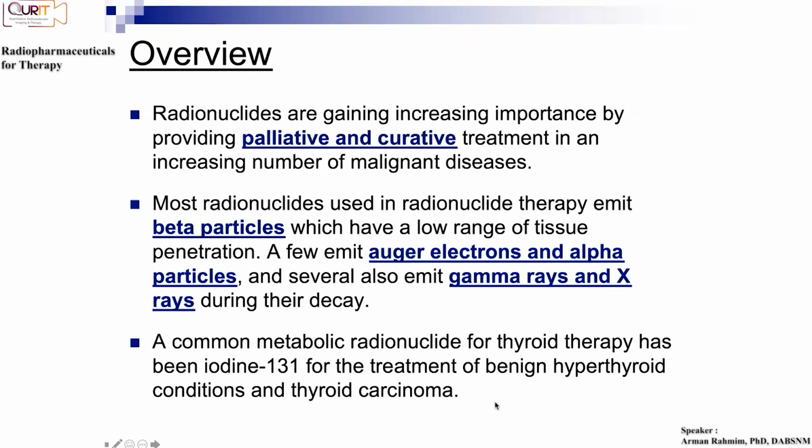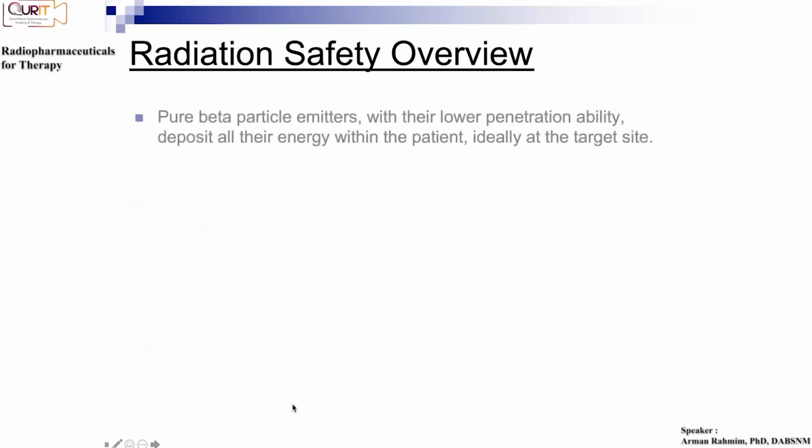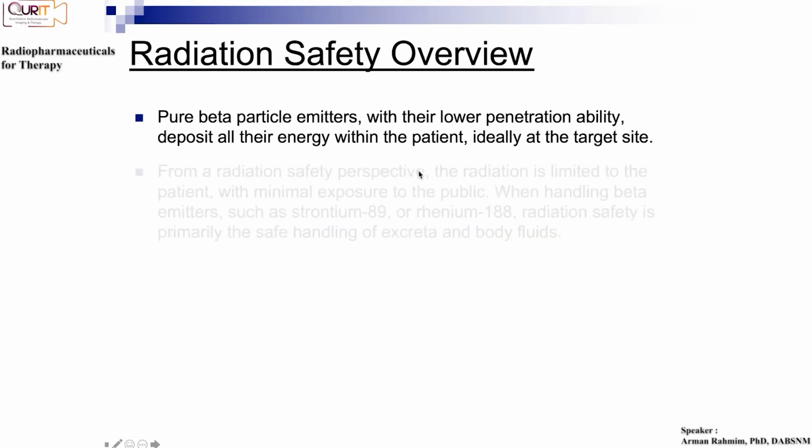We'll talk about that. A common metabolic radionuclide for thyroid therapy has been iodine-131. We'll talk about that a little bit here. If you have a radionuclide that emits beta particles purely, or alpha particles purely, with nothing else, that's ideal in the sense of therapy.